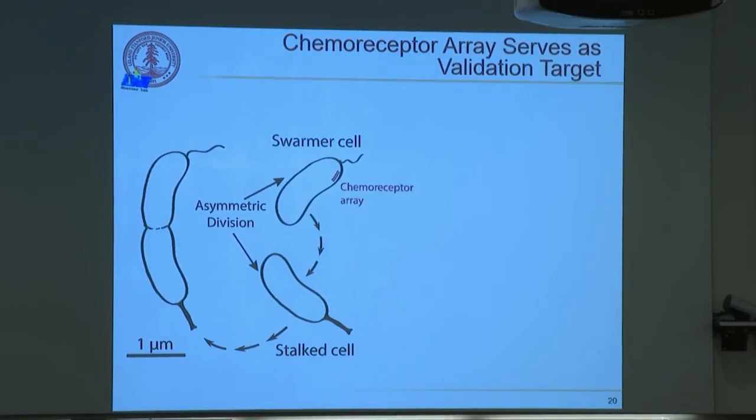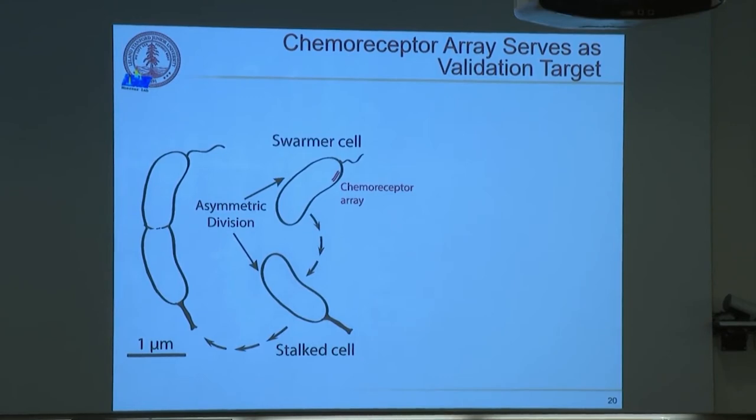And so I want to use this as a model system to prove our technique by focusing on just one part of the cell, this region called the chemoreceptor array. This is a set of proteins that sense the environment and say, okay, if there's a lot of food or so forth, then we're going to begin our transition from a swarmer cell to a stalk cell, for example. But all the details of that are not important.